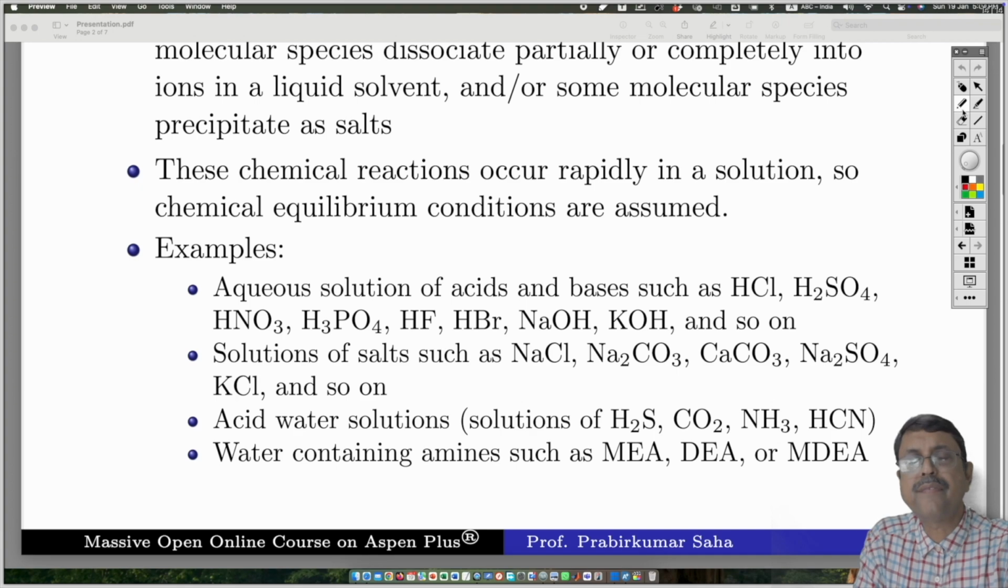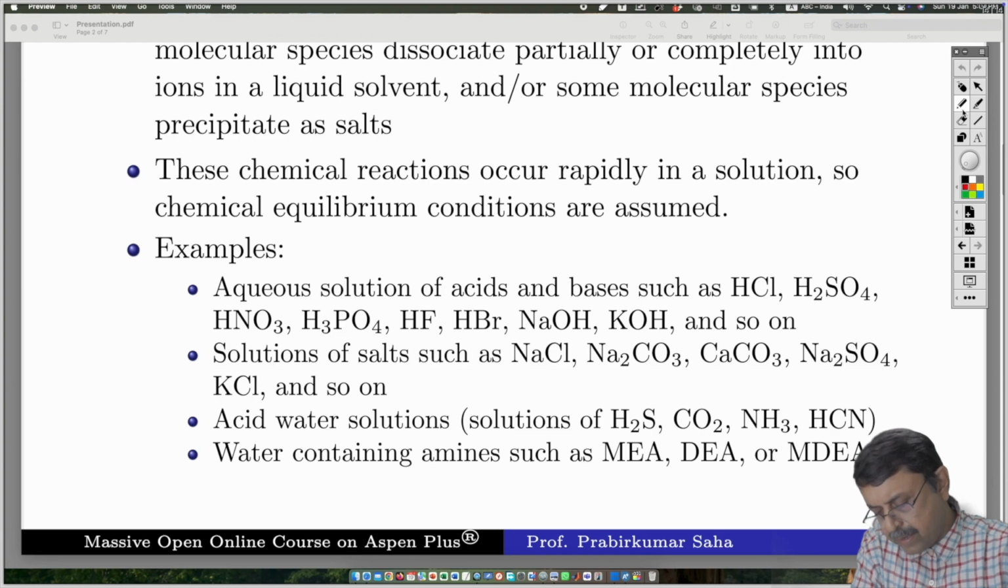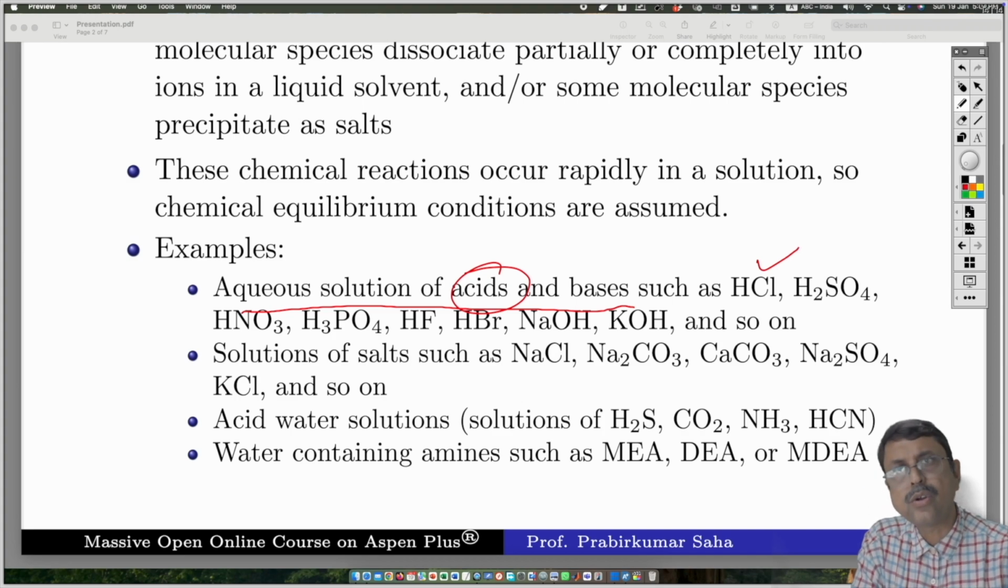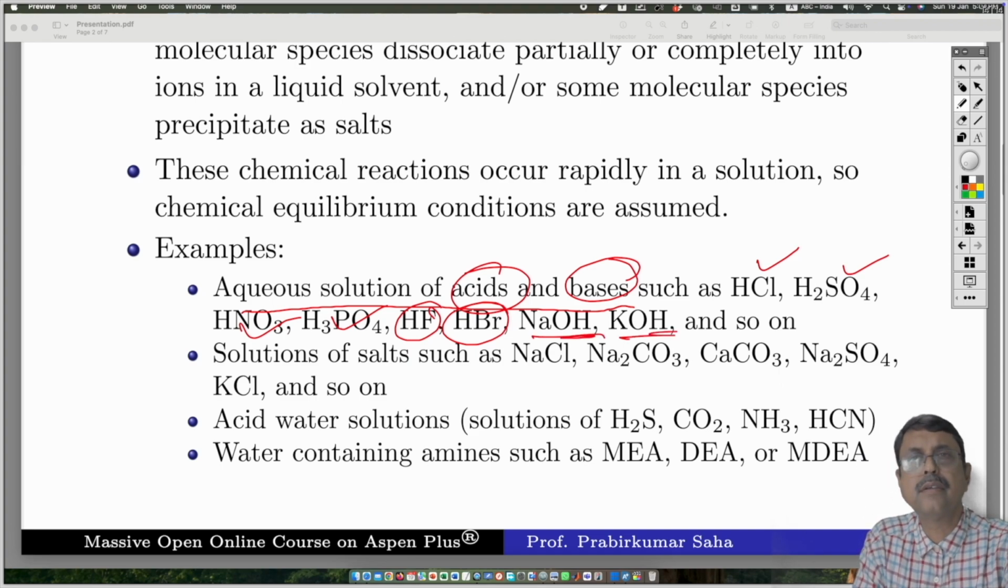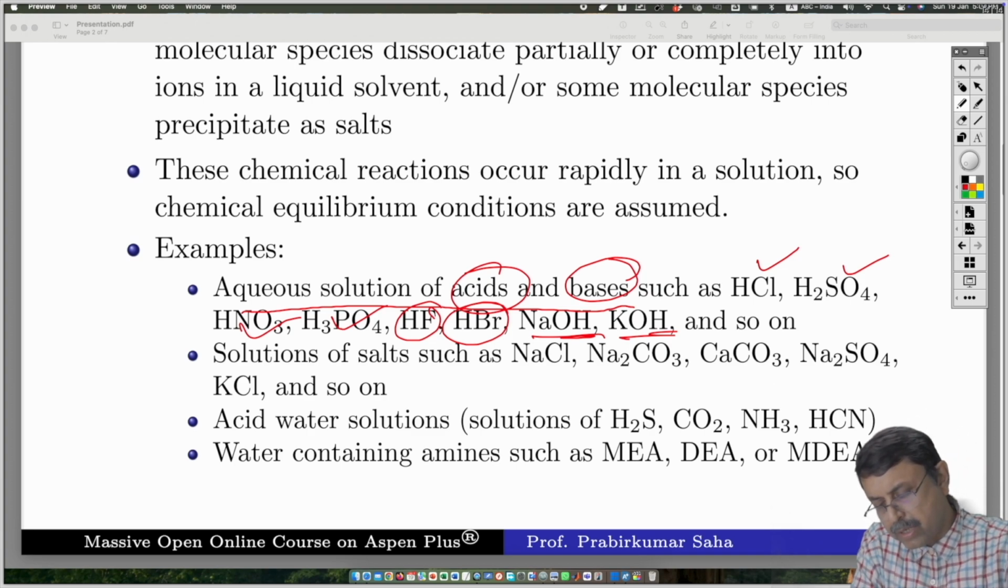Okay, here we find a few examples of electrolytes. First set is aqueous solution of acids and bases. Which are the acids? We will find hydrochloric acid, sulfuric acid, nitric acid, phosphoric acid, HF, HBr, these are also acids. Okay, and bases, alkaline solution, that is NaOH, KOH, that is sodium hydroxide, potassium hydroxide, they are bases, and aqueous solutions of NaOH and KOH are also electrolytes.